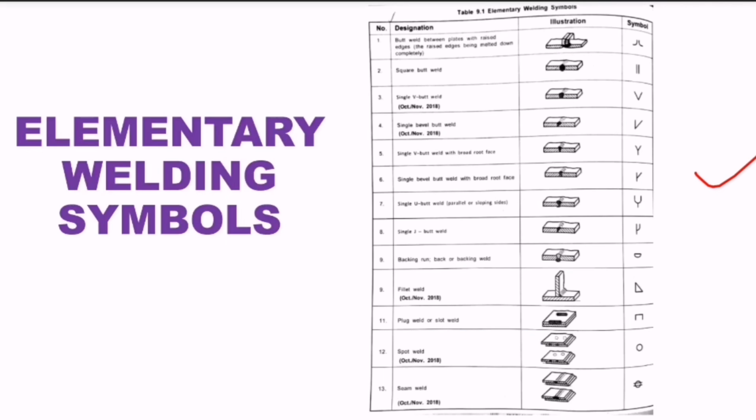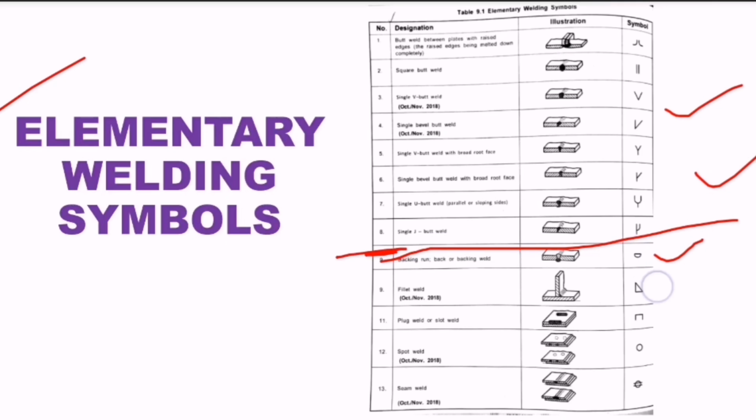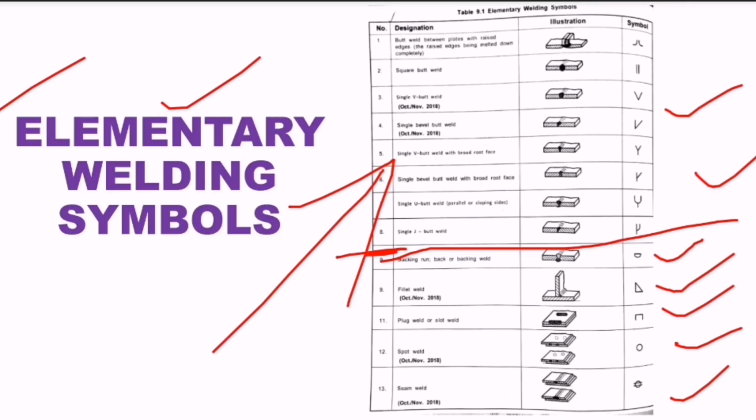So this is the total table about elementary welding symbols. It covers every type of elementary. Up to this is butt weld. Up to this, these are butt weld. Next, this is backing weld or backing run. This is fillet weld. This is plug weld, spot weld, seam weld. So these all are nothing but elementary welding symbols.